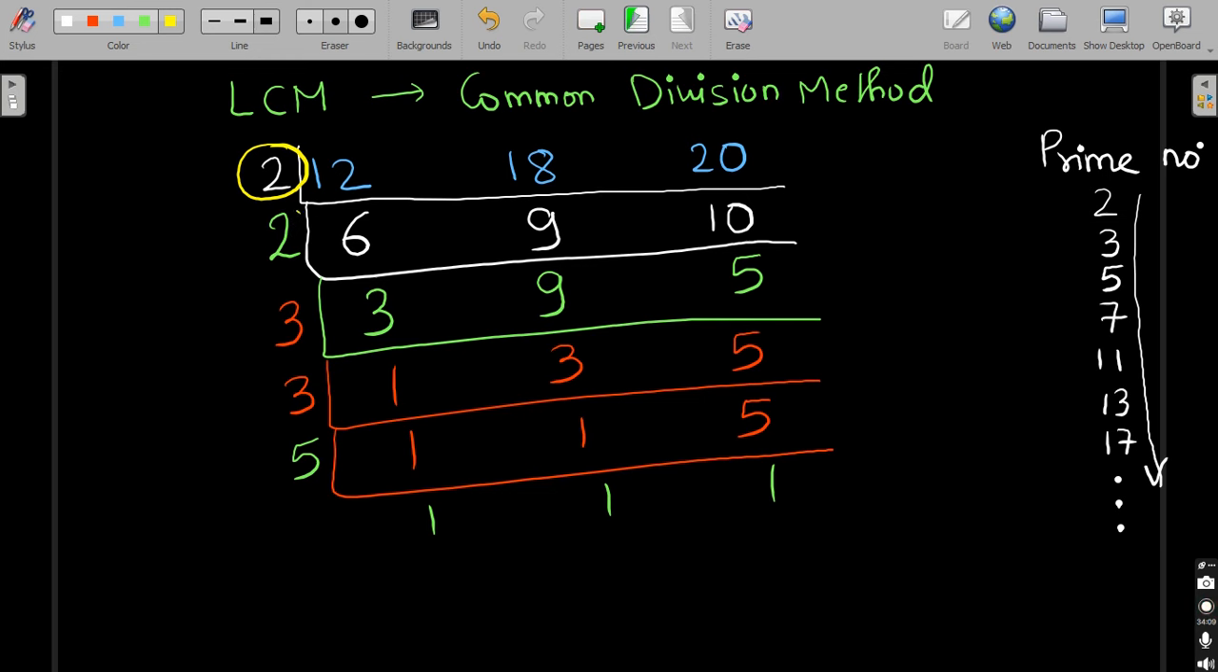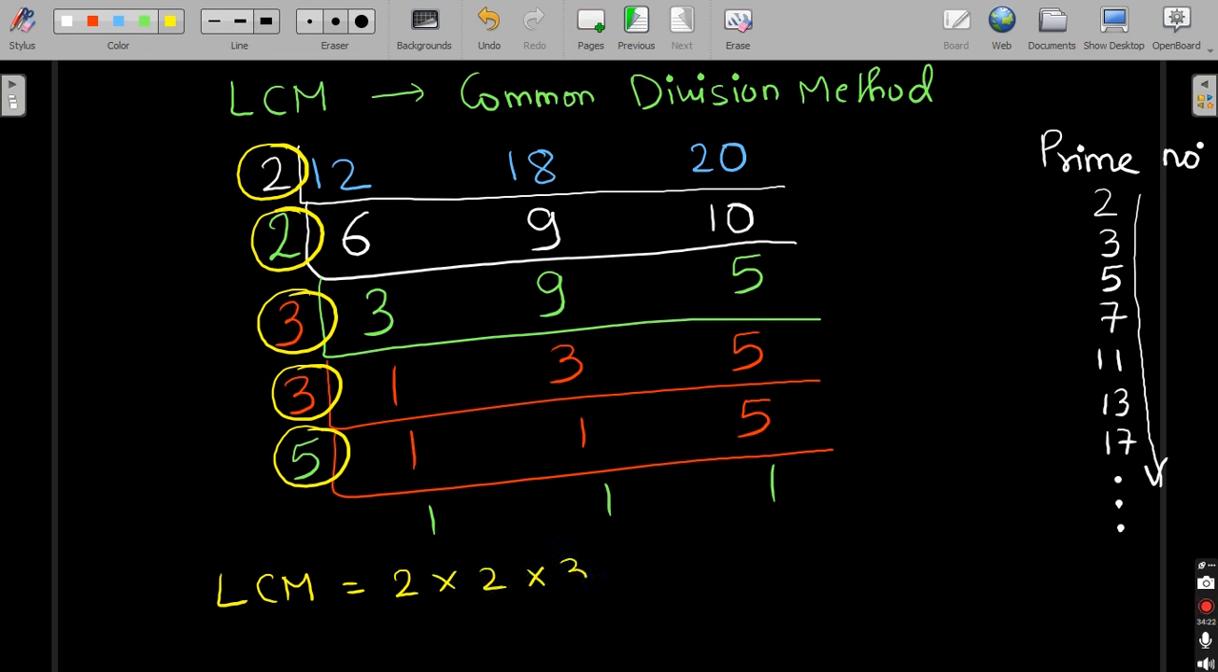Whatever the numbers on the left side, 2, 2, 3, 3, 5, I will multiply all of them. This process is called the common division method. 2 into 2 into 3 into 3 into 5. So what will be the answer? 2 2s are 4, 4 3s are 12, 12 3s are 36, 36 5s are 180. So hope you got the answer.